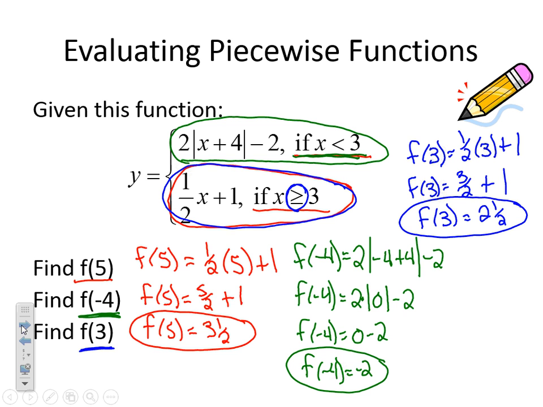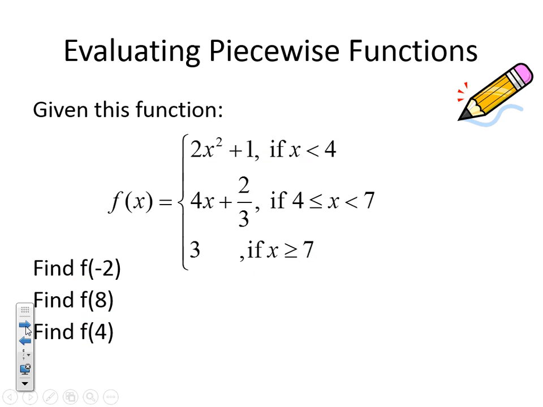So we have one more example like this. Make sure you get this one down, please. Make sure you write down what f of x equals. We have 3 equations this time. We have 2x squared plus 1 if x is less than 4. We have 4x plus 2/3 if x is between 4 and 7, and then f of x equals 3 if x is greater than 7.